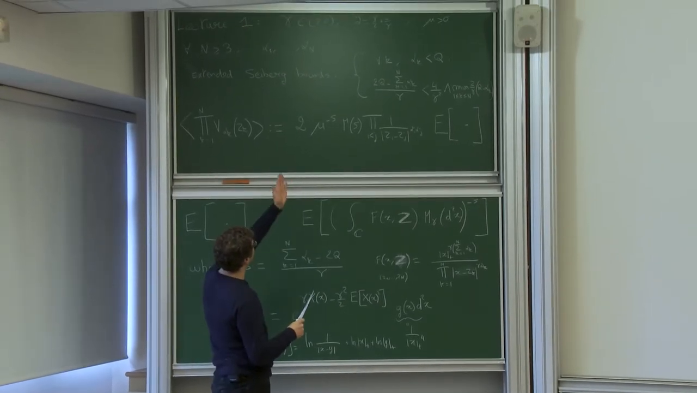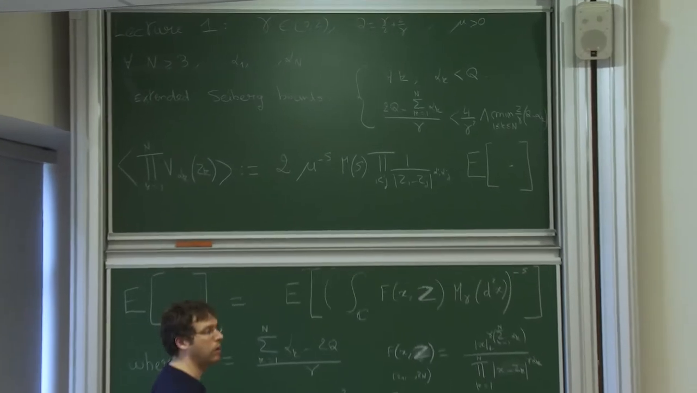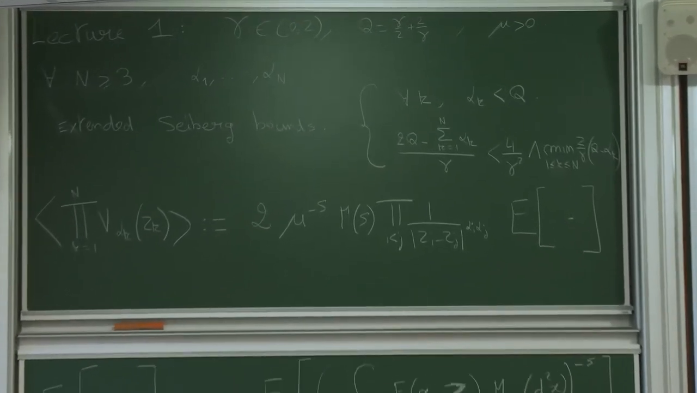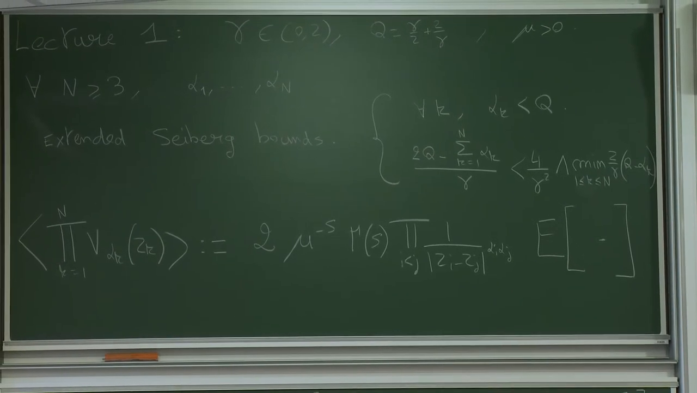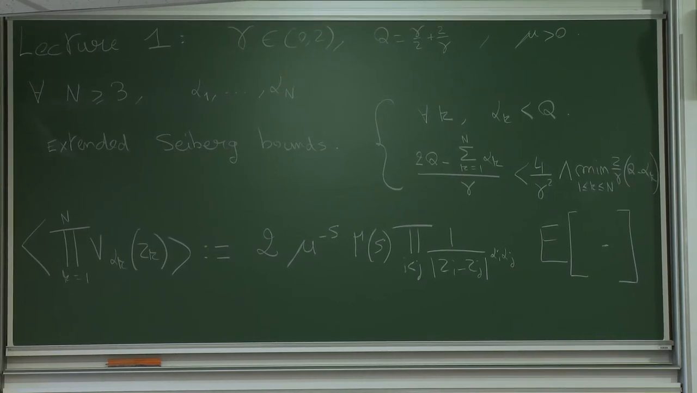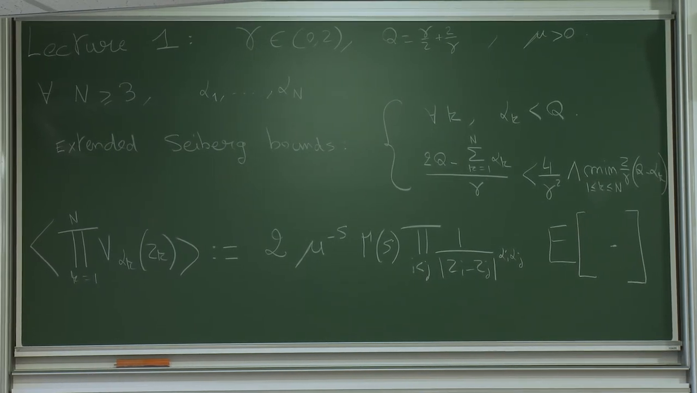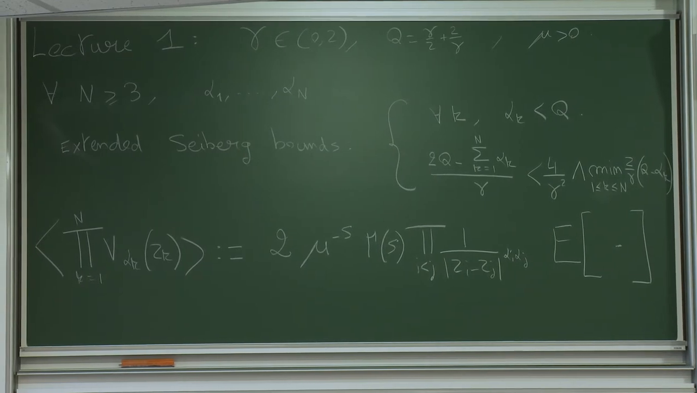I introduced Q equals gamma over 2 plus 2 over gamma, so it's a function of gamma. And I introduced the cosmological constant mu, which is a positive parameter, which is just a scale. It just appears in this scale relation here. So it's not an important parameter of the theory, but nonetheless, it's essential for the existence of the theory. But it's kind of a trivial parameter in some sense.